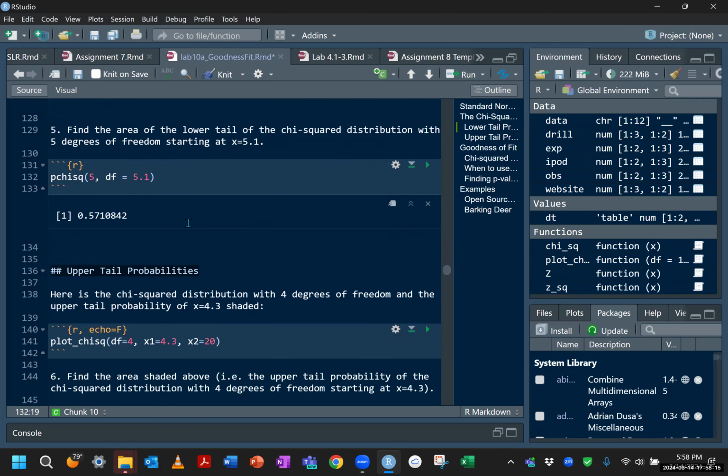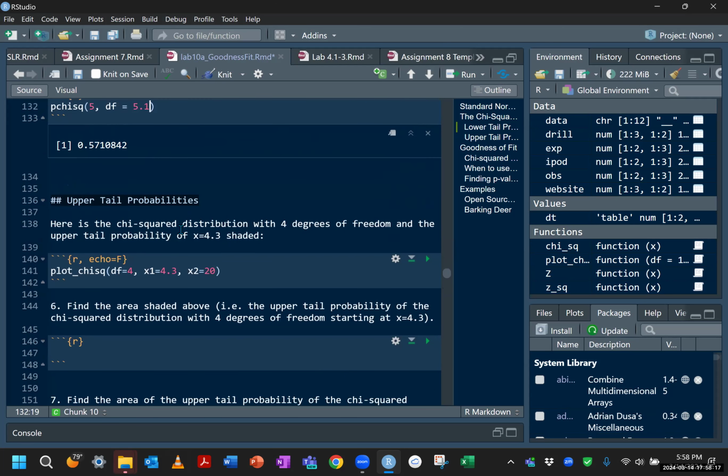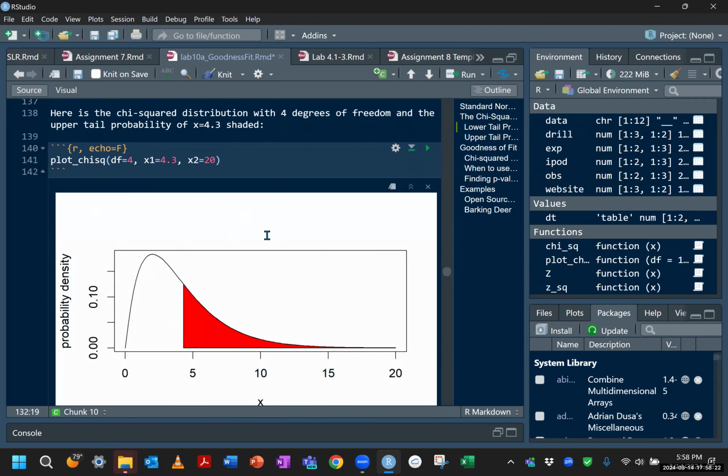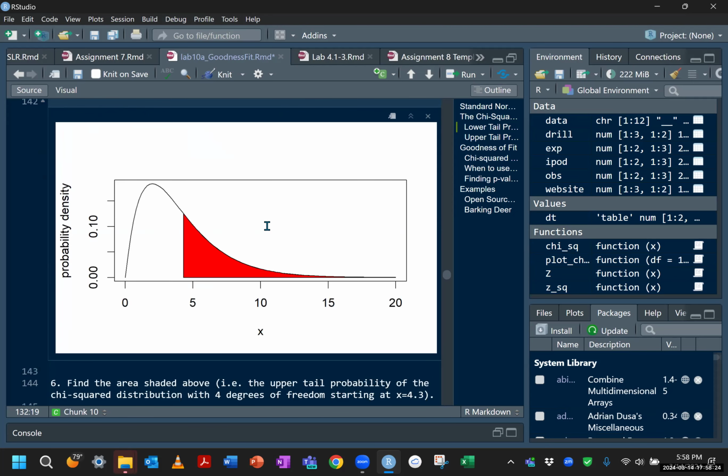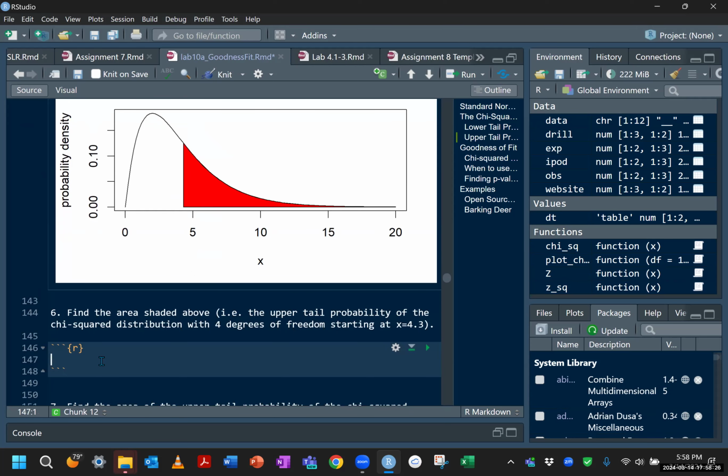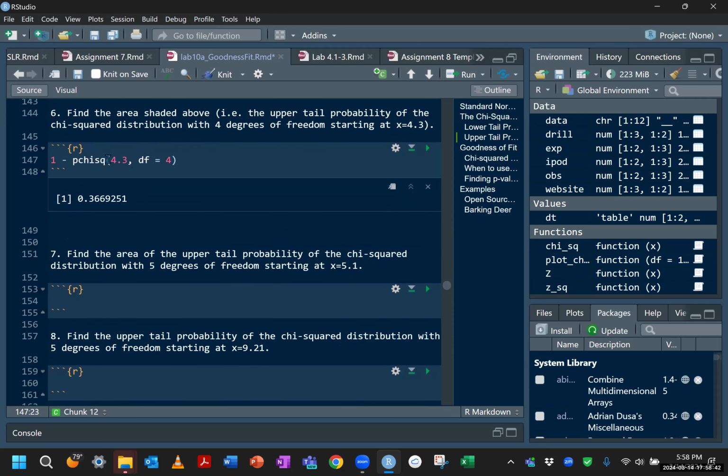Great. So now that we know lower tails, we can do upper tails. Suppose I want to do everything above 4.3 on that same 4 degree of freedom graph. You probably guessed it. We'll do the same thing as before. We'll say 1 minus to get the upper tail. 4.3 is my cutoff, and my degrees of freedom is 4. Notice I could put q in here. q is the name of the quantile, but you don't have to. It runs the same either way.